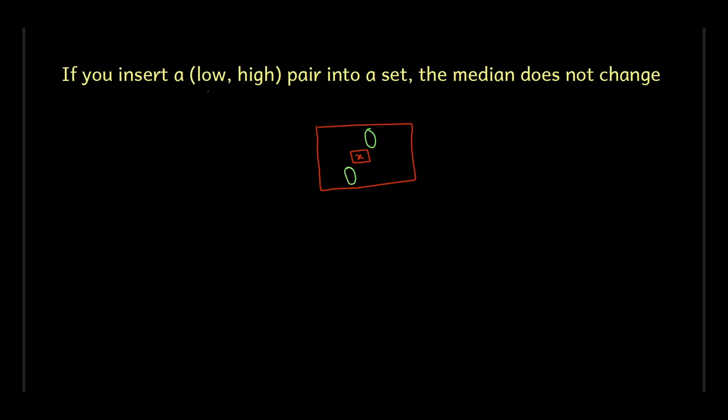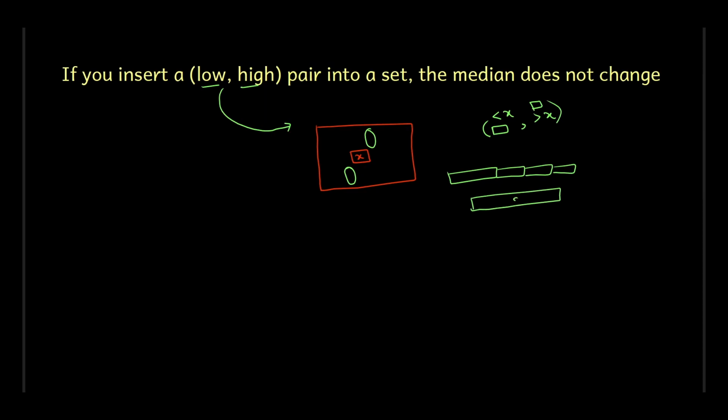So we say that if you insert a low comma high pair, it means the first element is less than x and the second element is greater than x. If you do this insertion, then the median of the set does not change. And if you repeatedly follow this process, then each block can be merged back and you retrieve the original array. This means that whatever the median of the original array is, each block will have the same median.